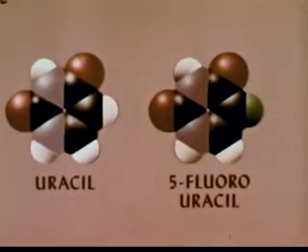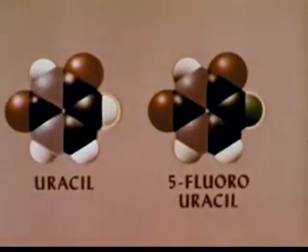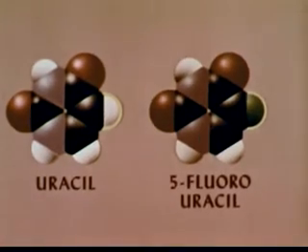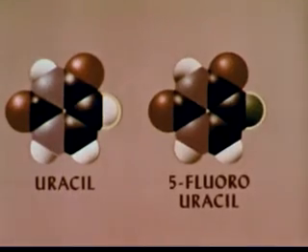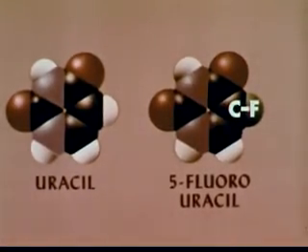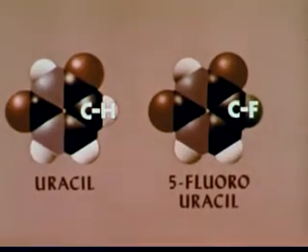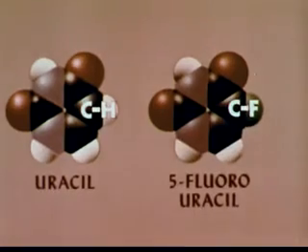5-fluorouracil has a number of advantages. First, the hydrogen and the fluorine are almost the same size, so that both molecules should fit into the enzyme. Second, the chemistry of a carbon-fluorine bond differs from that of a carbon-hydrogen bond, so that the enzyme might find it difficult to replace the fluorine with a methyl group.